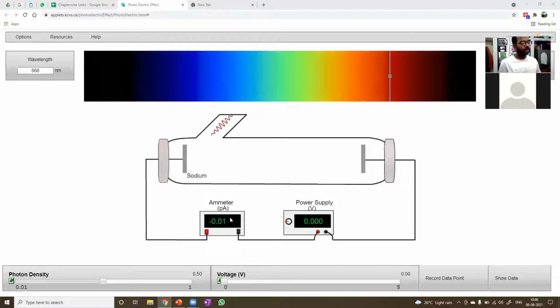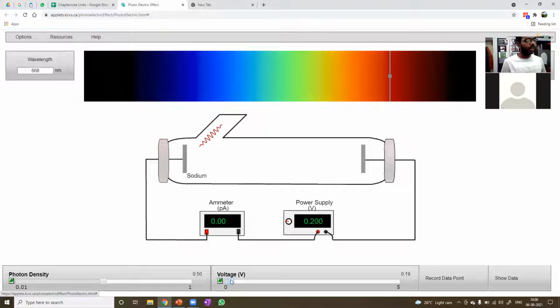That will only measure the current flowing in the circuit. So this positive plate, which is sodium, is connected to the positive terminal. The red color here is the positive terminal of the power supply, and this plate is connected to the negative terminal of the power supply. Initially, to keep it simple, let us assume that voltage is 0.